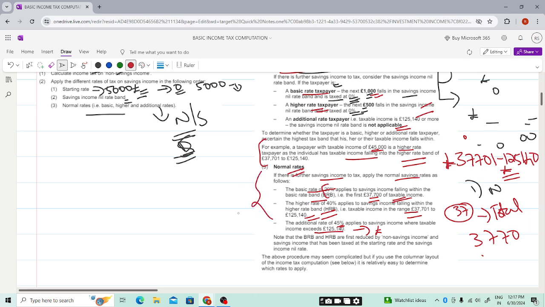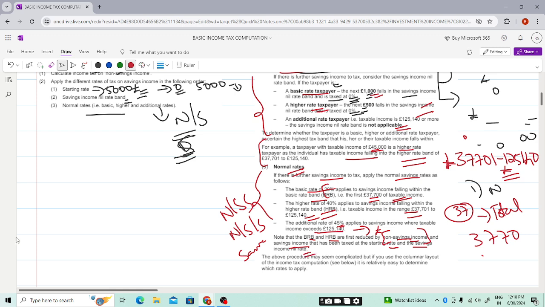Same rules as non-saving income. Saving and non-saving income, same rules. But these two rules are special for saving income. Note that the basic rate band and higher rate band are first reduced by non-saving income, as we have already done in many examples. Note that the basic rate and higher rate bands will be reduced first by non-saving, then by saving, and then by dividend income that has been taxed at a starting rate and the savings income nil rate band.